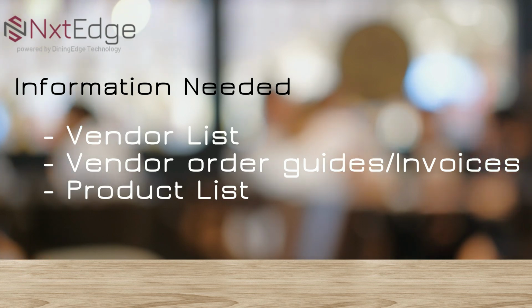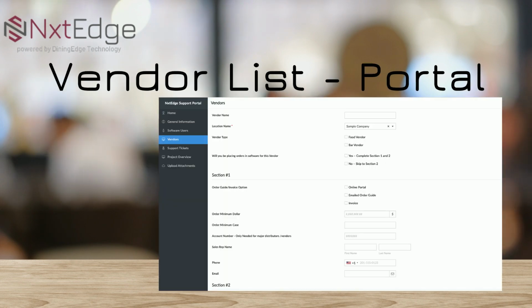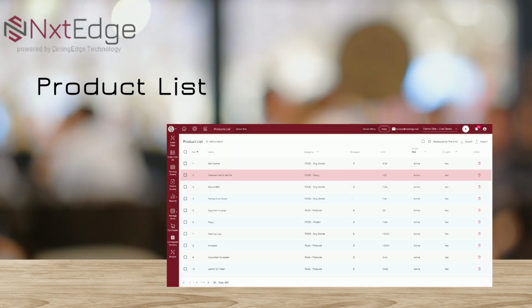In the last video we covered adding vendors into the portal and what we need from you for this. Now we are going to cover the product list. This list forms the foundation of your database and determines how well your inventory, reports, and vendor connections work. In the next few minutes, we'll walk you through how to complete your product list and share best practices that will save you time and ensure accurate reporting.